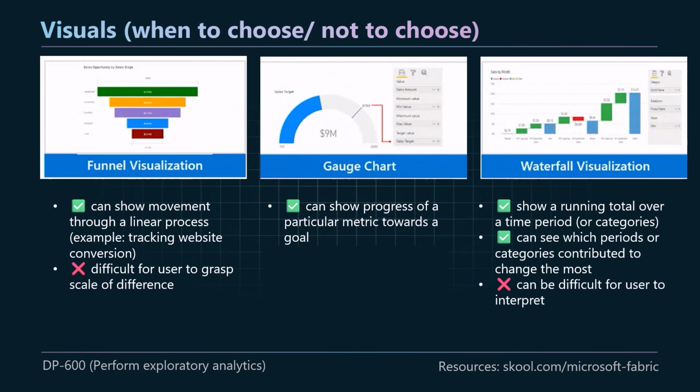Next up is the waterfall visualization. So the waterfall visualization is useful for showing a running total over either a time period or within specific categories, right? So the goal here is really we want to understand which periods or categories contribute most to that change, to that overall figure, right? And again, from personal experience, the waterfall chart I think should be used carefully because it can be, in my opinion, somewhat difficult for users to interpret, but that's just based on my experience.